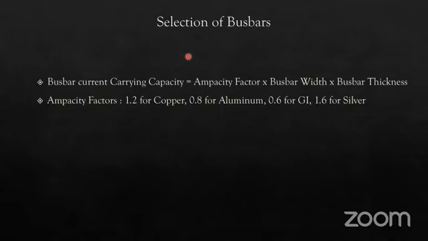So for the bus bar selection, we have this formula: bus bar current carrying capacity will be ampacity factor into bus bar width into bus bar thickness. So if I have to select a bus bar for a particular application, then I will use this formula to calculate the current capacity of the bus bar. The ampacity factor will be different for different materials. There is a copper bus bar, an aluminum bus bar, a galvanized iron bus bar, and a silver bus bar. In industry, generally copper and aluminum are used, and in the majority of cases it will be aluminum. For copper, it will be 1.2. So if I have to calculate the current carrying capacity of copper, I will put 1.2 here, and then let's say if I have a 30/12, then it will give the current carrying capacity. So likewise, I'll decide the current selection of the bus bar.